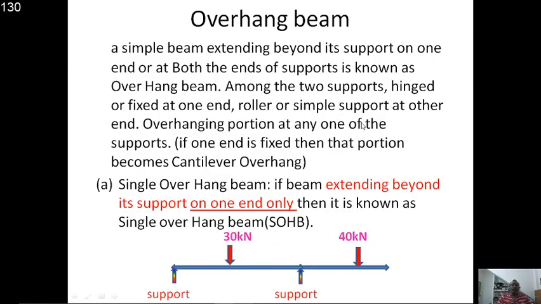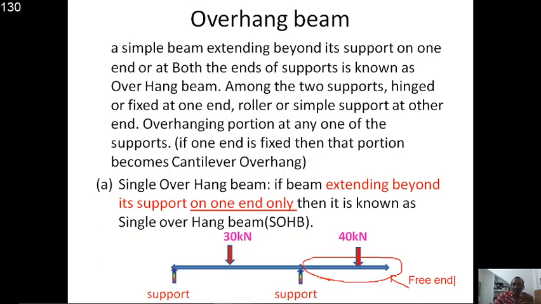So coming to another type of beam, that is the overhang beam. From this figure you can understand that some portion of the beam is hanging without any support. Here there is no support, or it is known as a free end. So one end is a free end, hanging over without any support. That's why it is not a cantilever, it is a free end, right?